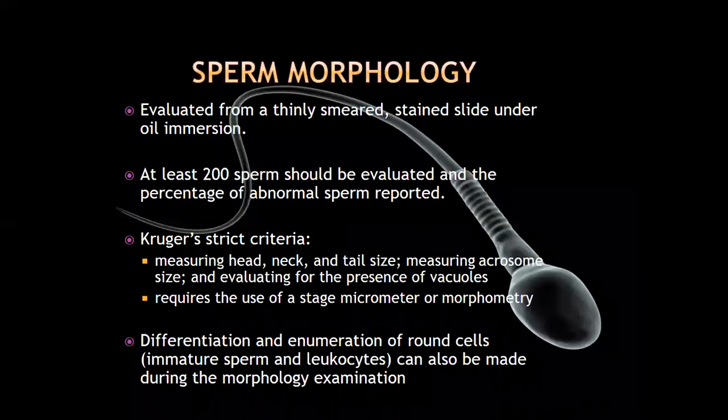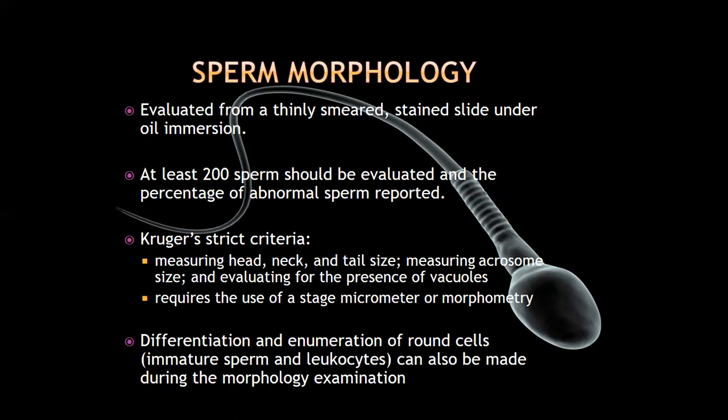So, another parameter that we examine is the morphology. We stain the slide with a stain; we can use Giemsa stain or Papanicolaou stain. At least 200 sperm cells should be evaluated and the percentage of abnormal sperm is reported.